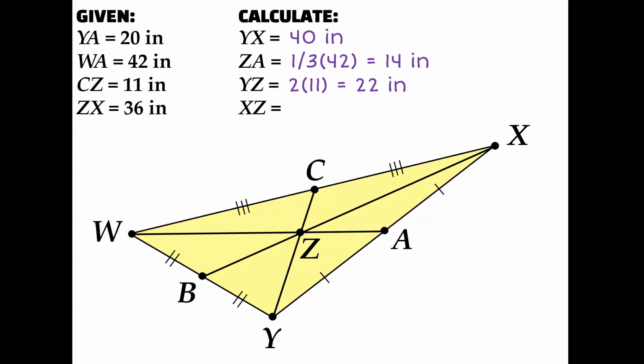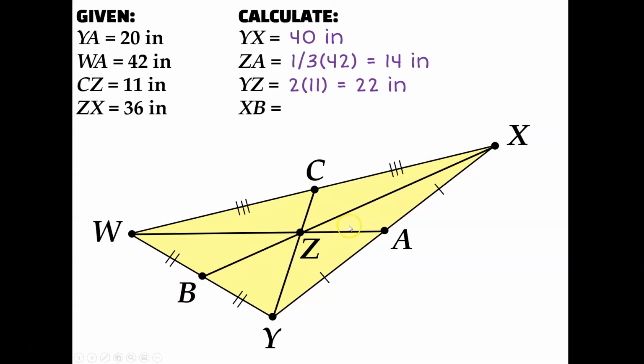Finally, let's solve for XB. It wouldn't make much sense to ask for XZ, right? Because I already told you ZX was 36. So ZX is 36. I want to know what is the length of the entire median.